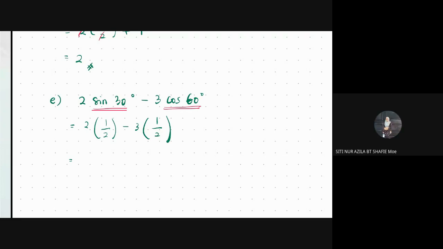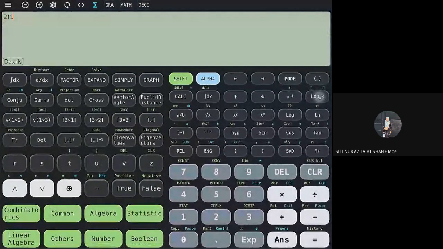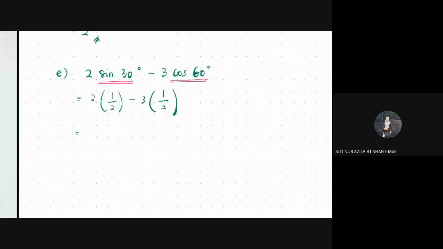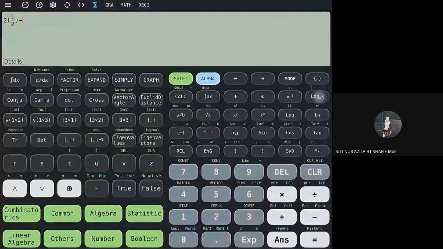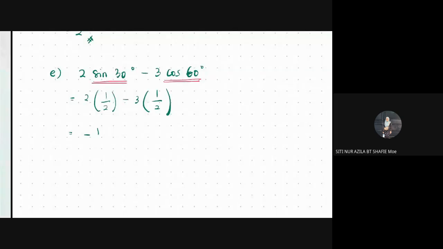Negative 1 over 2. So, did anyone else get the same answer as Jocelyn? Negative 1 over 2. Okay, let's check her answer. 2 1 over 2, close the bracket, minus 3 1 over 2. Okay, negative 0.5. If you change this into a fraction, you will get negative 1 over 2. Okay, correct. Good job. Simple, right? Okay, negative 1 over 2.